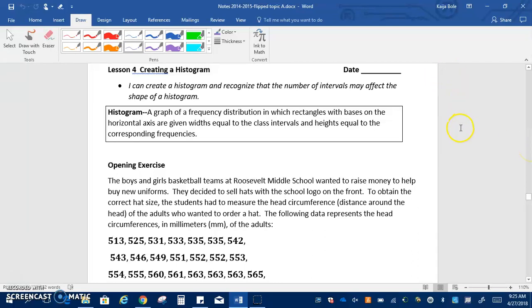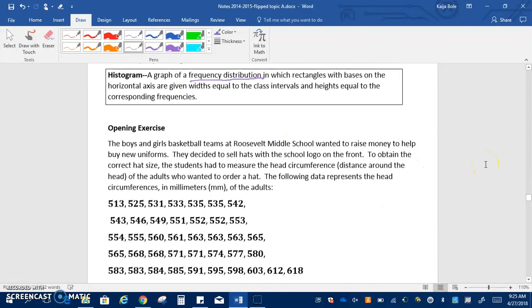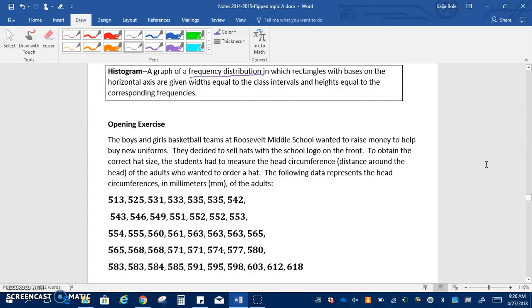Alright, here we are on lesson 4, creating a histogram. So a histogram is a graph of a frequency distribution in which rectangles with bases on the horizontal axis are given widths equal to the class intervals and heights equal to the corresponding frequencies. Okay, that definition is a little long. The important thing is that histograms relate to frequency.